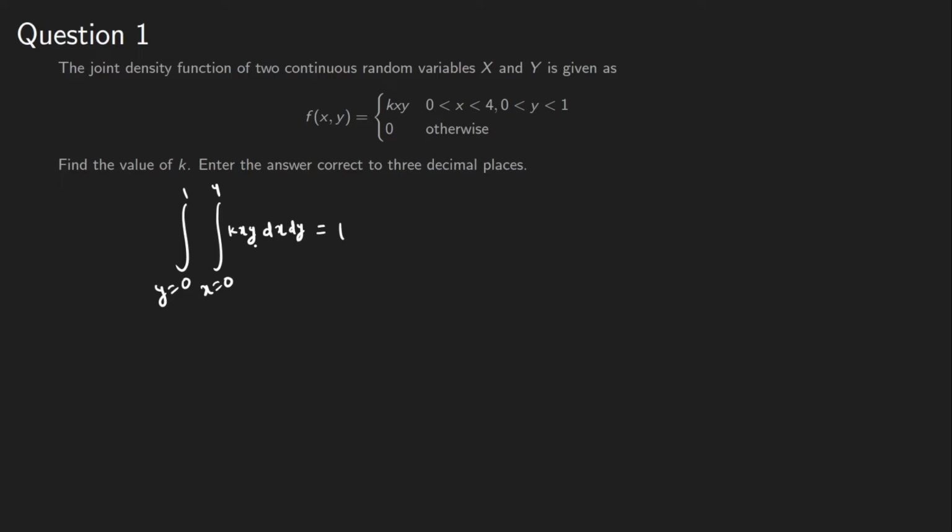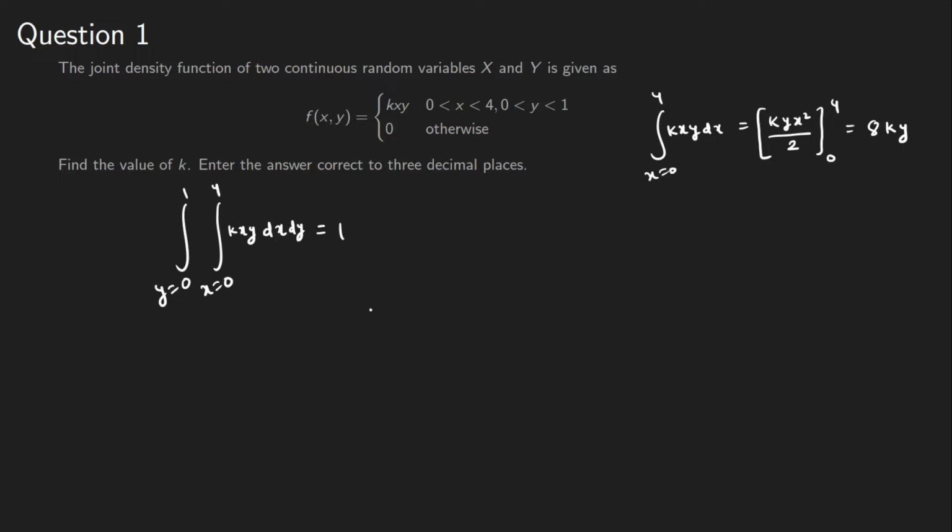First of all, we will integrate x here because x is inside. So let's do this integration of x first, separately. We are integrating x from 0 to 4 of kxy dx. It will become ky x squared by 2 in the range 0 and 4. So it will become ky times 16 by 2, which is 8ky.